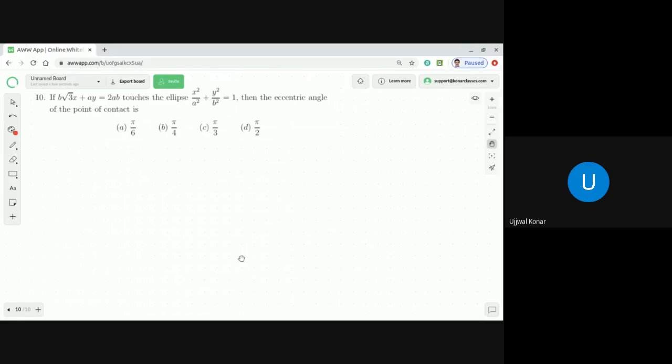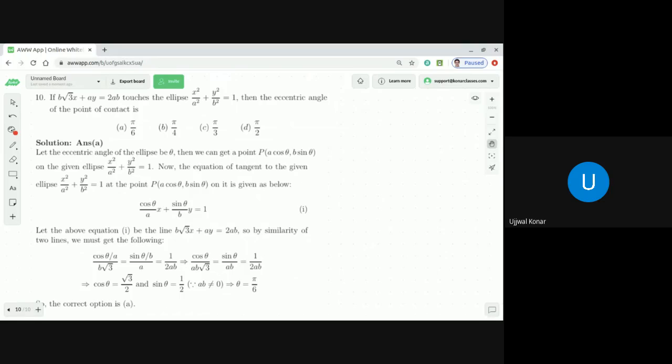So if you look into the question, if b into square root of 3x plus ay is equal to 2ab touches the ellipse x square by a square plus y square by b square equal to 1, then the eccentric angle of the point of contact is what? That means if we take an arbitrary point on the ellipse x square by a square plus y square by b square equal to 1, then the arbitrary point is a cos theta comma b sin theta. And we need to find, according to the question, the value of theta. Correct, no?